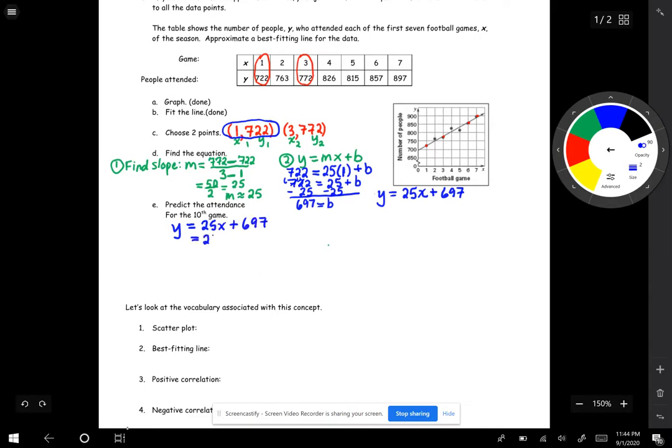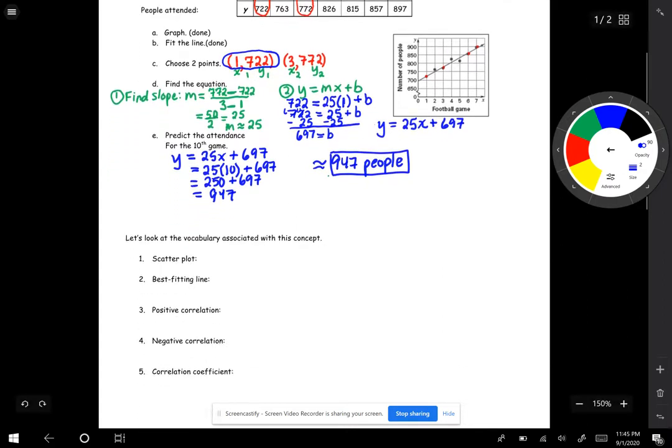Replace x with 10 because we want to know the attendance, how many people are going to come after 10 games. So 25 times 10 is 250 plus 697. That is 947. So about 947 people. All right, so that is a scatter plot.